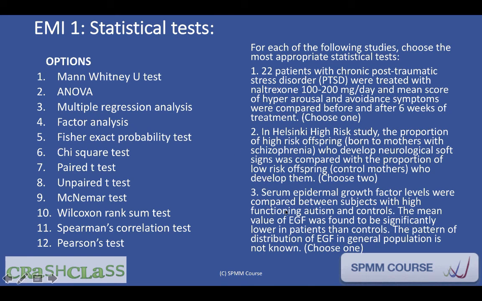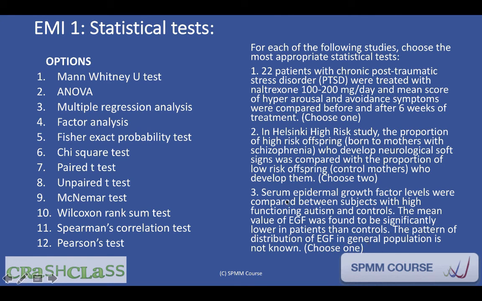Serum epidermal growth factor levels were compared between subjects with high functioning autism and controls. The mean value of EGF was found to be significantly lower in patients. The pattern of distribution of EGF in general population is not known. So when they say the pattern is not known, they're telling you that they have some reason to suspect the pattern may not be normal. Well, most biological variables are normally distributed, but if they specifically state that the distribution is not known, it means they ask you to be conservative. So assume it is not normal.